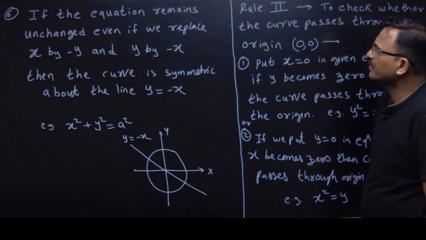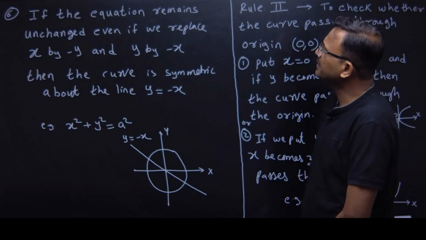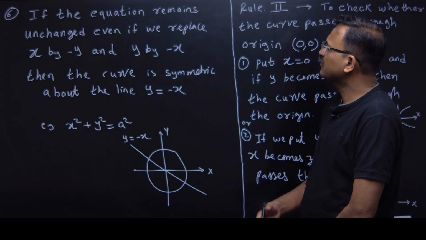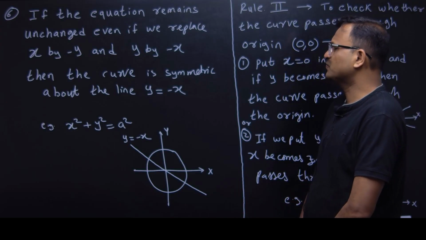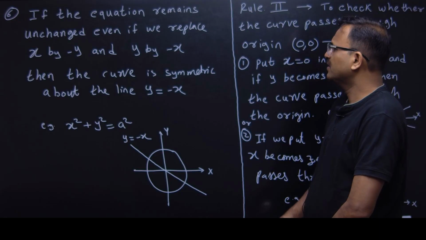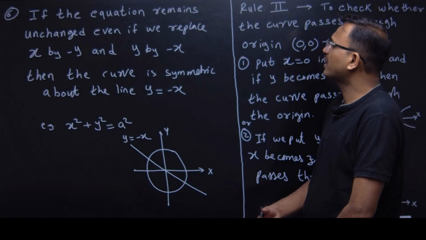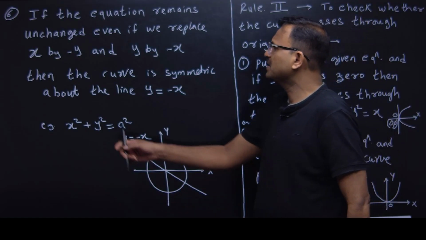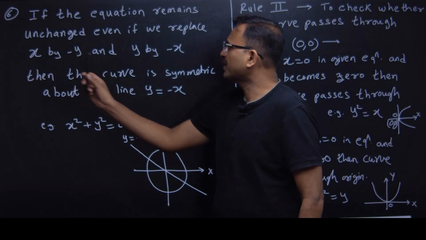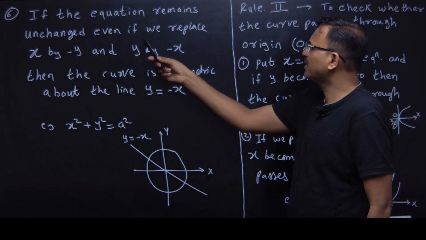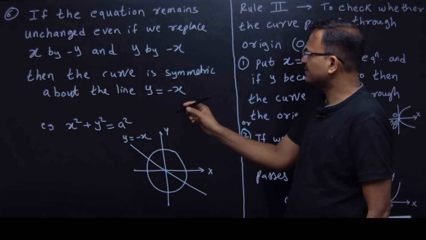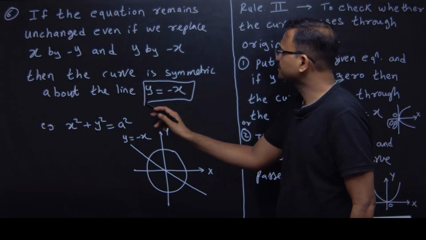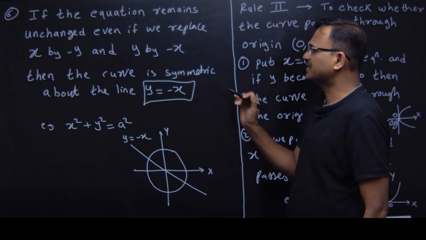Then the next rule to check symmetry is that if the equation remains unchanged, even if we replace x by minus y and y by minus x, then the curve is symmetric about the line y is minus x. So see, according to this rule, in place of x, if you replace it by minus y, in place of y, if you replace it by minus x, and still the equation does not change, then it is symmetric about the line y is minus x.